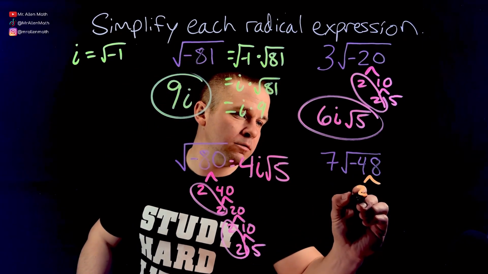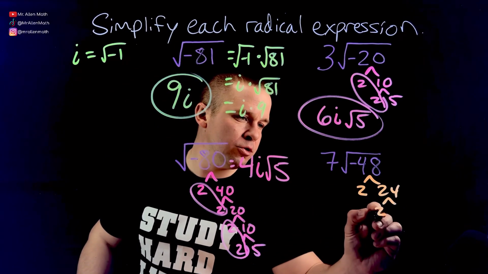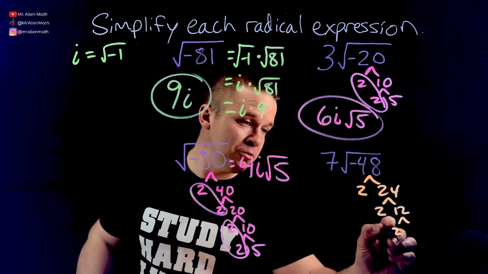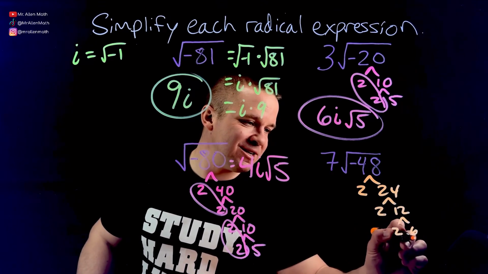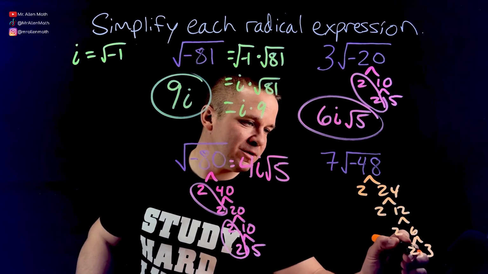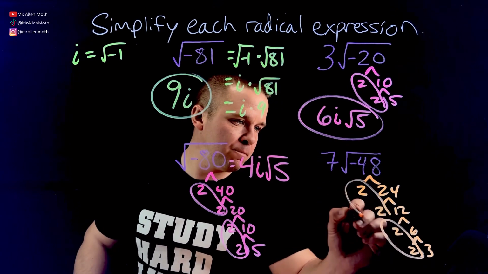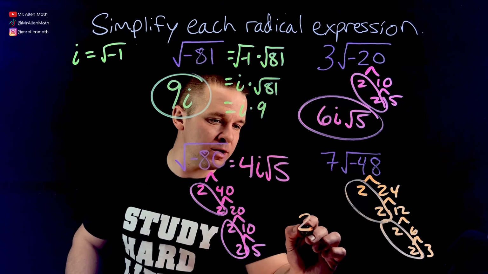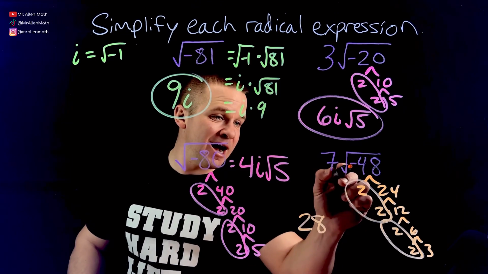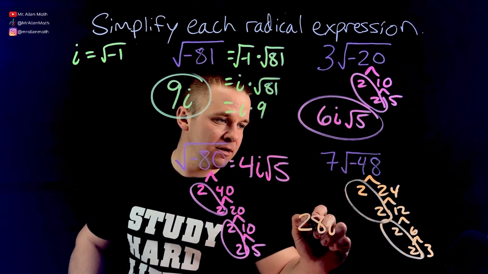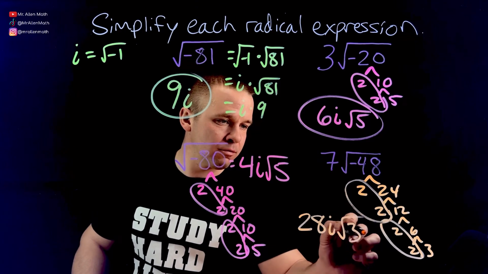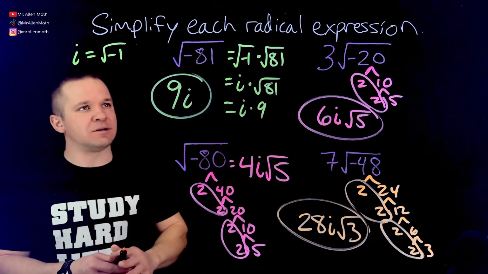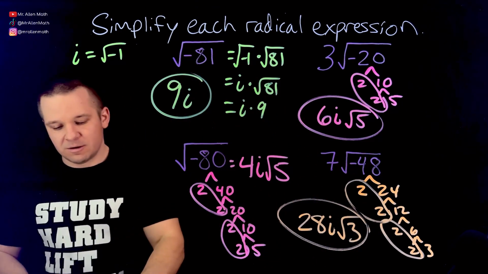So I got 2, 24, 2, 12, 2. We got 6 and 2, 3. It's a bunch of 2's once again. 2 times 2 is 4. Times 7 is 28. And i comes out because of the negative. And then the 3 stays in. Root 3. Final answer. Boom. We're done, baby. So that's the only difference there.